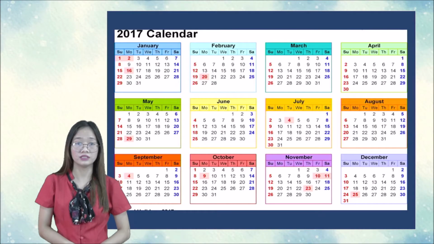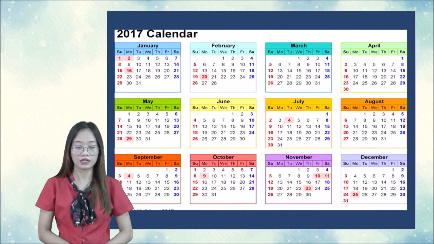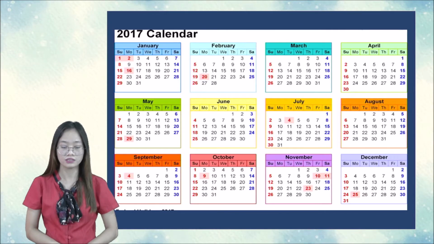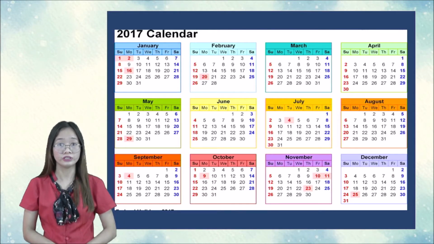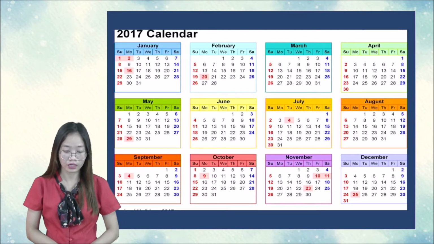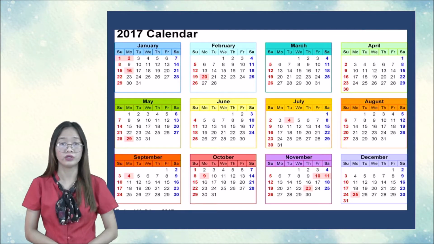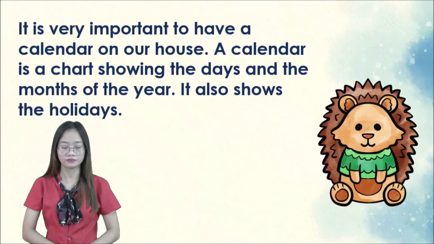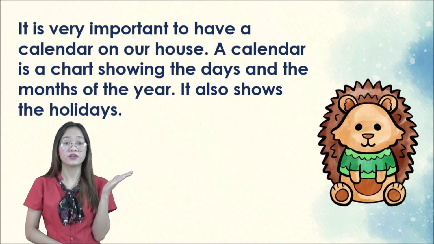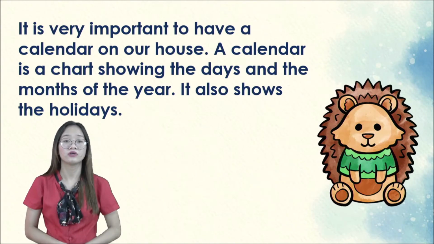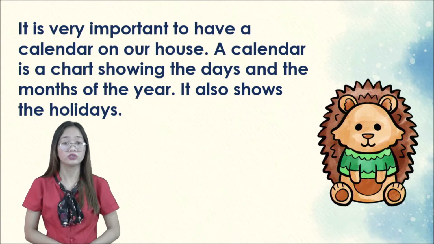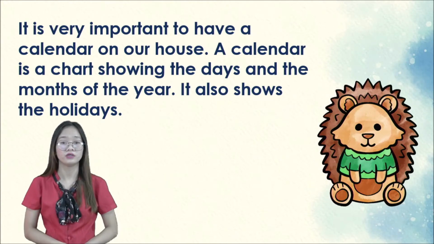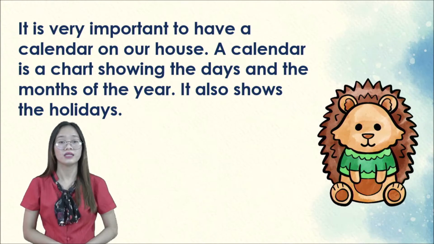Okay, so this is an example of a calendar. As you can see in this picture, class, some of the months have 31 days and some of them have 30 days, and for February we have 28 days, so meaning this is a regular year, okay? So class, it is very important to have a calendar in our house, okay? A calendar, class, is a chart showing the days and the months of the year, and it also shows the holidays, okay? So that is the calendar.